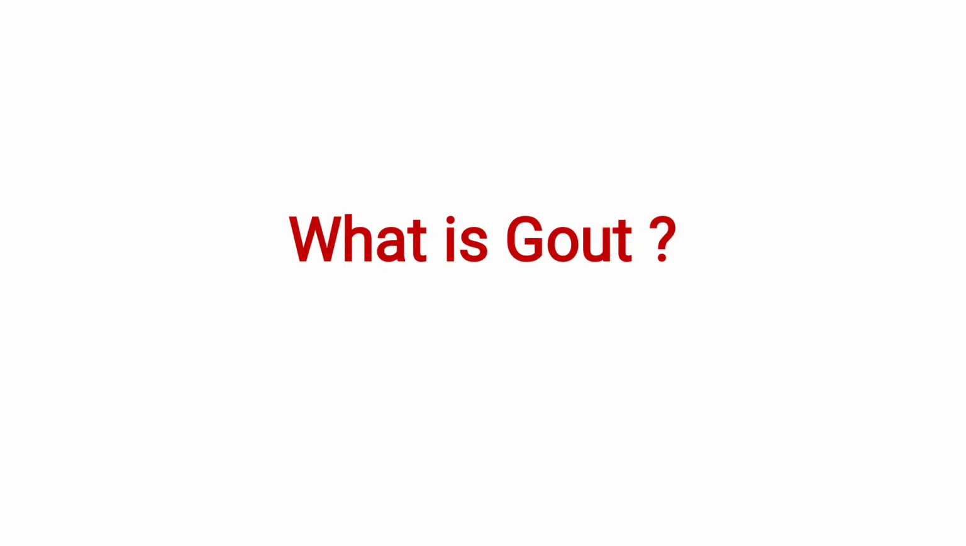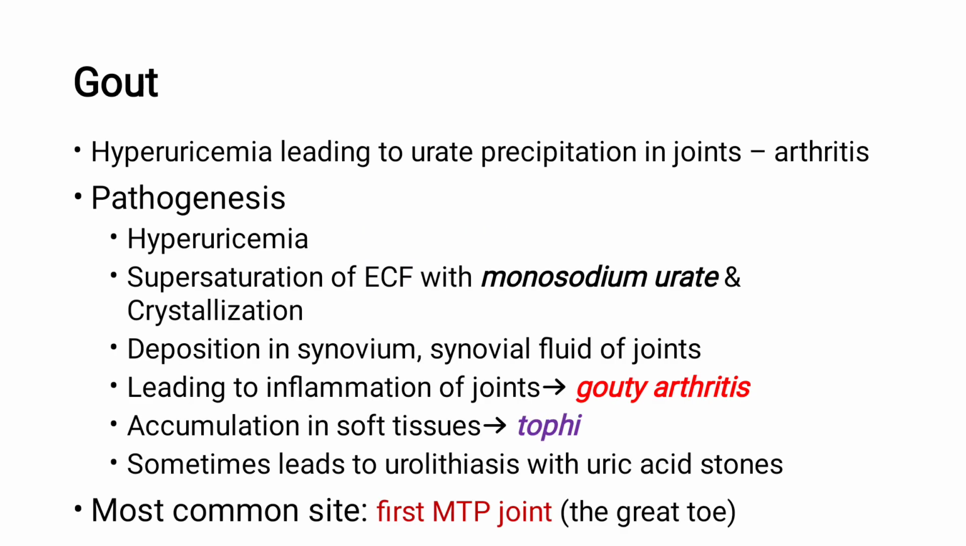Hello everyone. In this short video, let us discuss what is gout, what are the clinical features of gout, what are the causes of gout, and what is the treatment of gout. So, what is gout? Gout is a condition where there is hyperuricemia leading to urate precipitation in joints, leading to arthritis. What is hyperuricemia? It is increased level of uric acid in the blood.